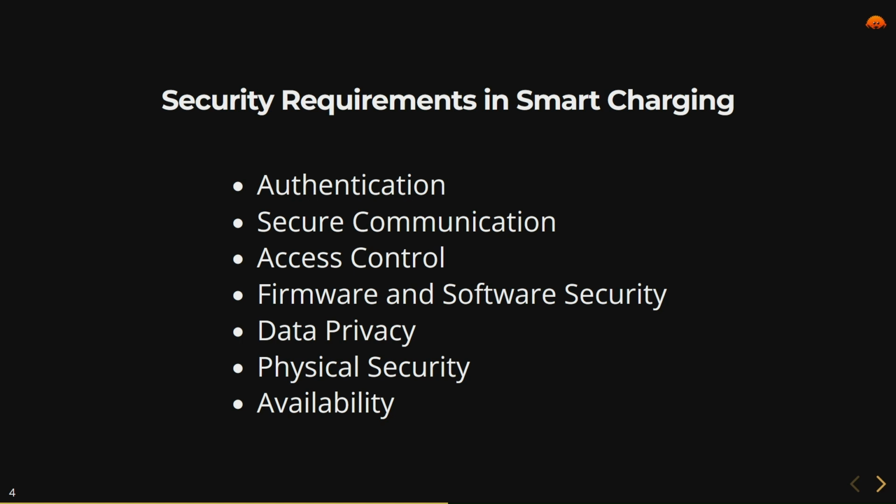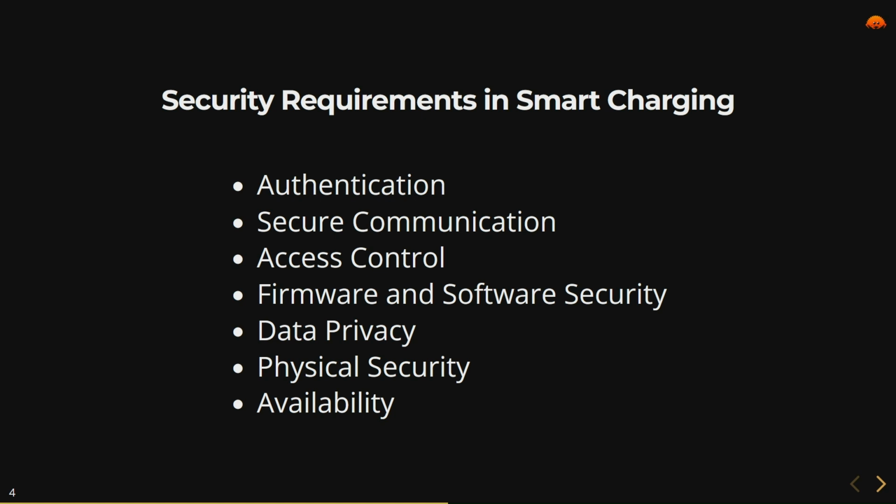Then secure communication. These systems should employ secure communication protocols to protect the confidentiality and integrity of the data exchange between the charging station, charging management system, and other components such as the EV. Encryption techniques such as TLS can be used to encrypt the communication channel and prevent eavesdropping or data tampering.